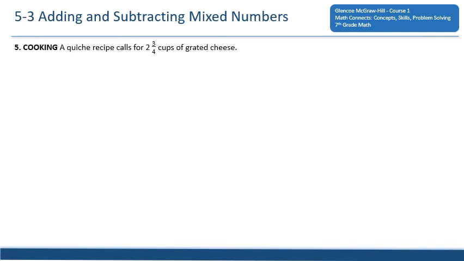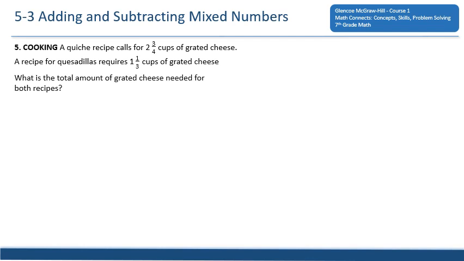A quiche recipe calls for 2 3/4 cups of grated cheese. And a recipe for quesadillas requires 1 1/3 cups of grated cheese. What is the total amount of grated cheese needed for both recipes? So we need to add those two mixed numbers together. And in order to do that, we need to get the fractions to be like fractions.